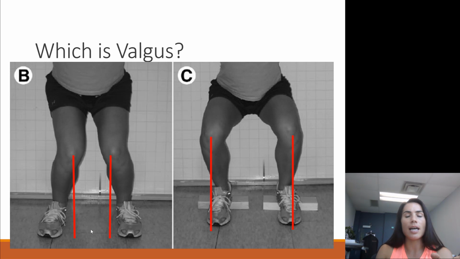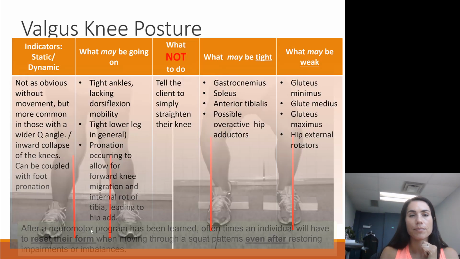In C, what you can see is that the knee or patella is in line with the toe. So that actually is pretty good joint mechanics. If you were to have that knee then go outside, so a little bit more laterally, that would be what we call varus. Okay, so valgus is having the knee coming medially, varus is having the knee going laterally.